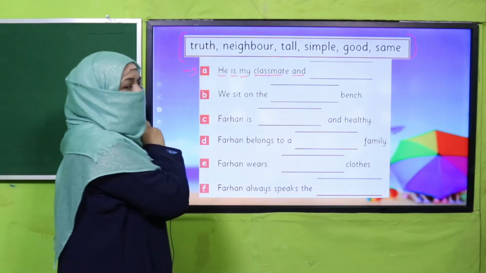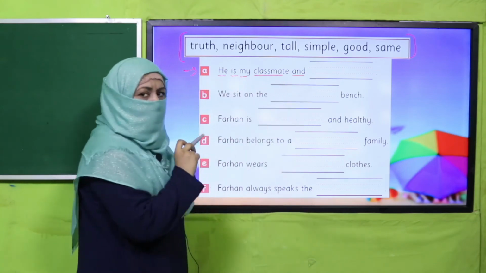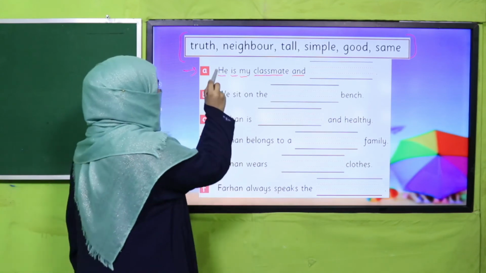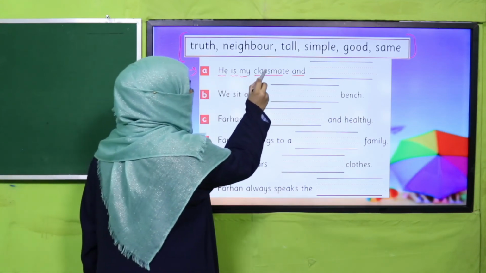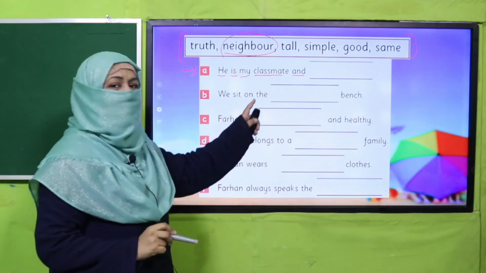The first word is truth. Can we write it? He is my classmate and truth. Oh no, it's not making sense. So what can the other word be? He is my classmate and neighbor. Yes, now the sense has come.